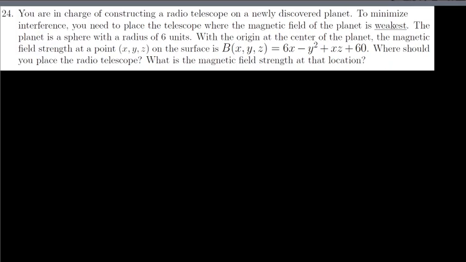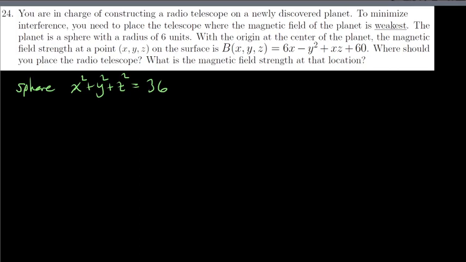But okay, so the planet is a sphere, so we might as well put the center at the origin. So x squared plus y squared plus z squared equals 36. This is the surface of the planet, with the origin at the center. They forced that on us, so the origin is the center of the planet.